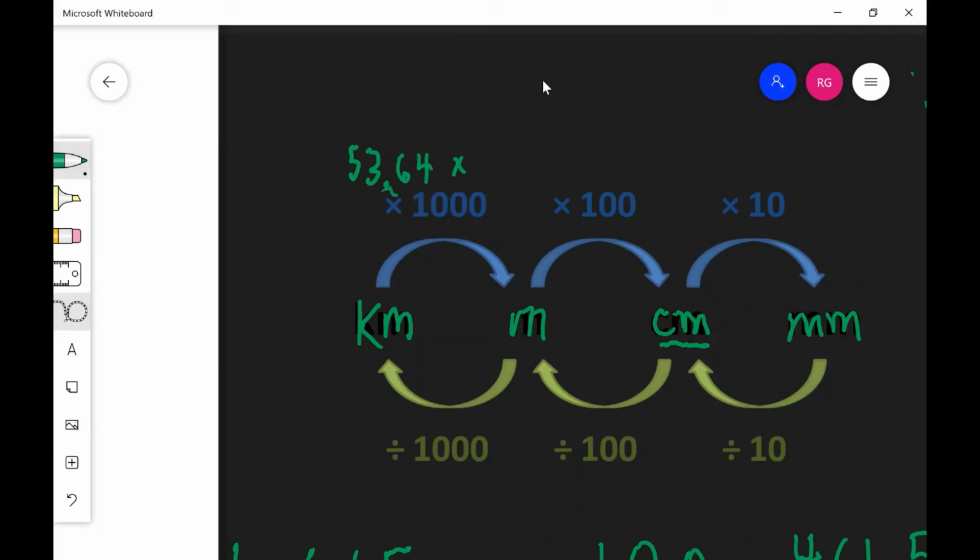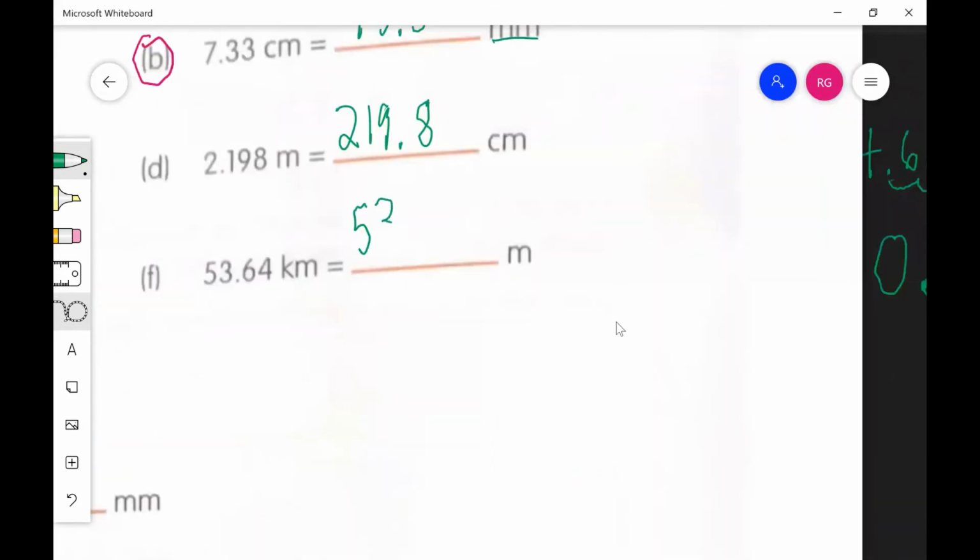We need to move the decimal 3 places, 1, 2, 3. And I like to write an imaginary 0 there. So this is if we multiply this by 1,000. What do we get for our answer? What's the answer there, boys? 53,640 meters. Okay. All right.